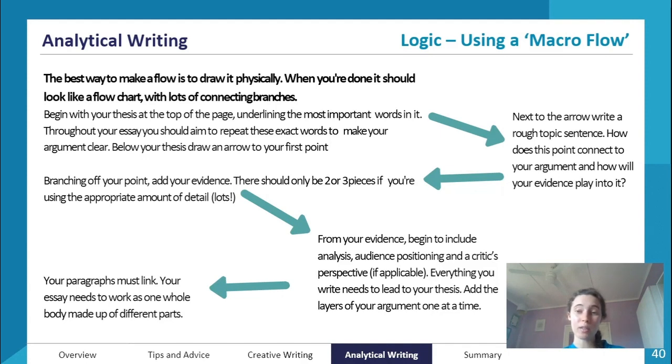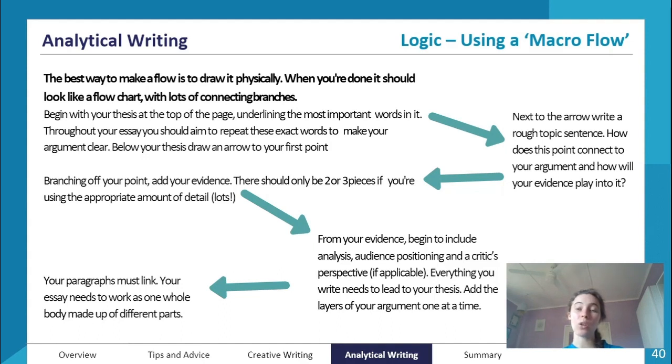Below your thesis, have topic sentences. They can just be rough topic sentences, but they need to be reflective of what the paragraphs are about. How does the point connect to your argument, and how will the evidence play into it? And branching off that, you've got your actual evidence itself, and usually you have 2 to 3 pieces of evidence. I usually went with 3. But it does depend on your specific situation.